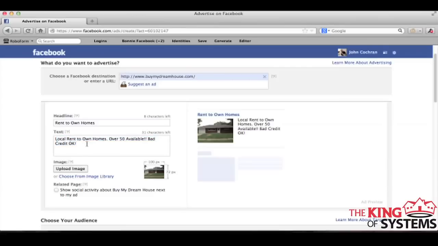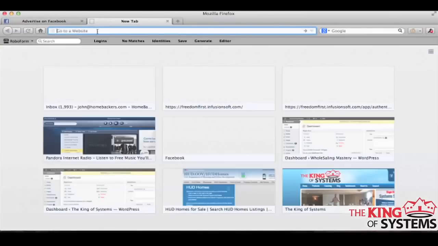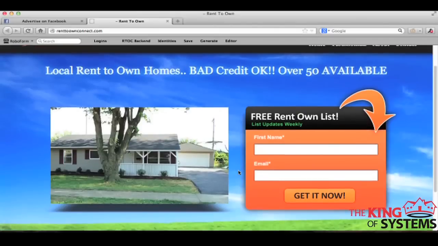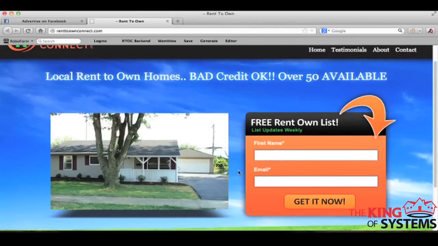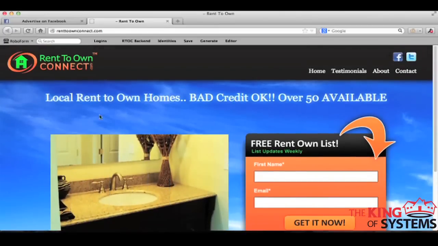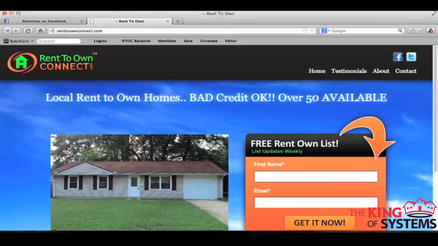What you want to do is always keep it the headline of your squeeze page. To give you an example, I'm going to go to a squeeze page that I have, and do not opt into this because I get really irritated when people opt into our squeeze pages and they're not going to buy a home from us, just trying to find out what my funnel is. I'll just tell you what my funnel is. Come on. Okay, so here it is: local rent-to-own homes, bad credit, okay, over 50 available. That is the headline of the squeeze page.